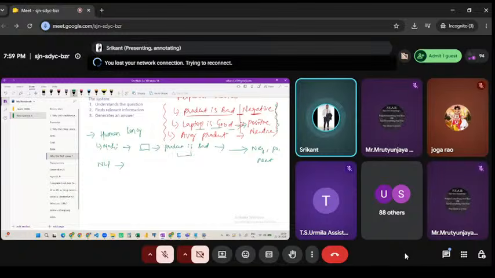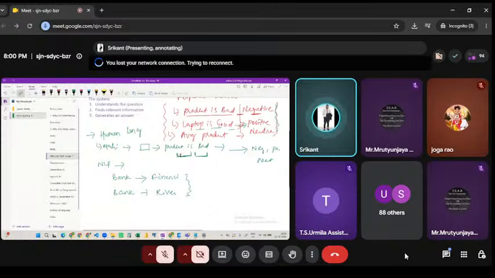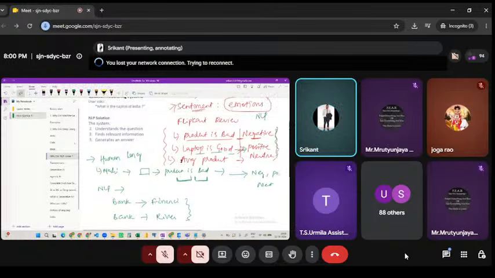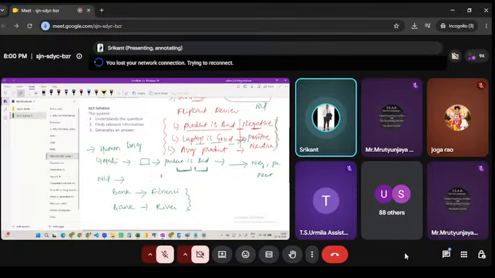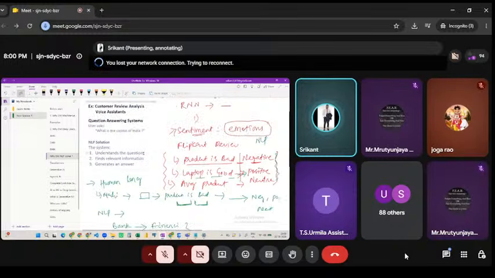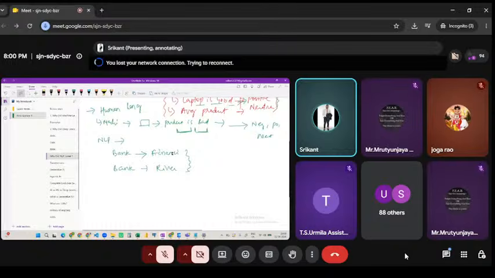NLP captures the total order of the sentence, like product is bad, semantically. If I use the word bad, it will understand which meaning applies, like bad in a financial sense, which is negative, or a river bank. It understands which bank the topic is about. That is why NLP was implemented. Basically, NLP understands the question you are asking, like we have ChatGPT right now.